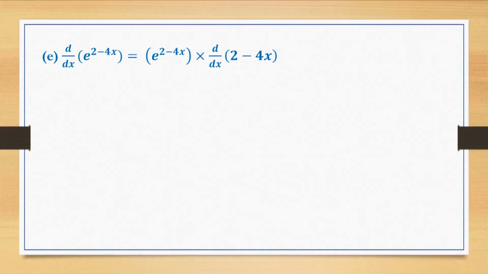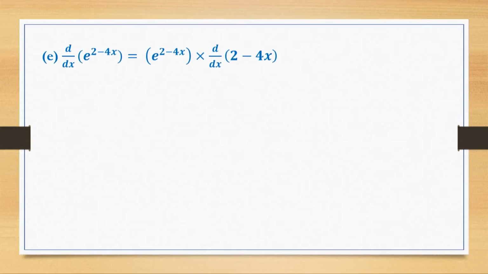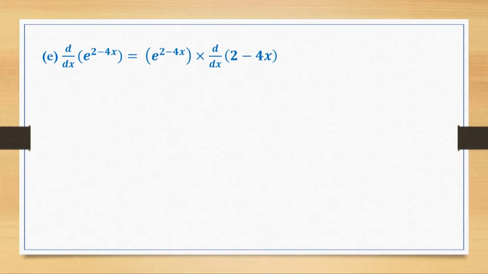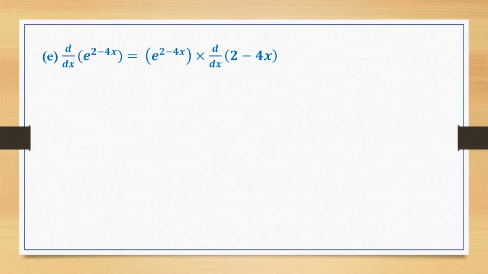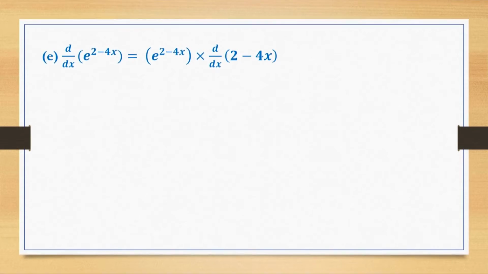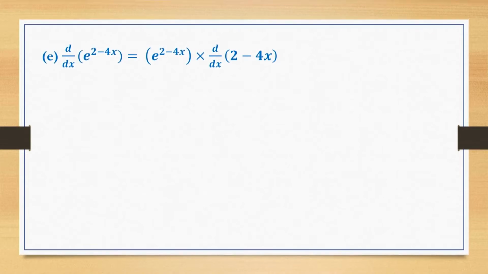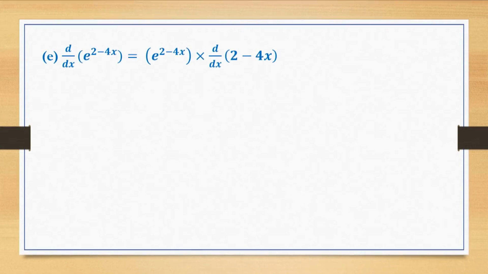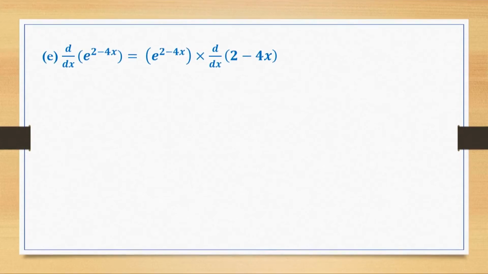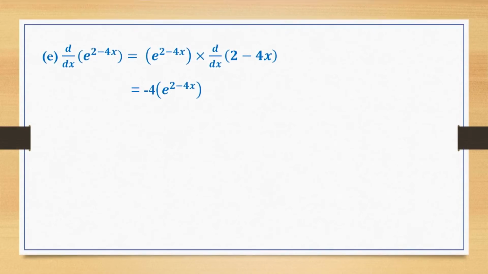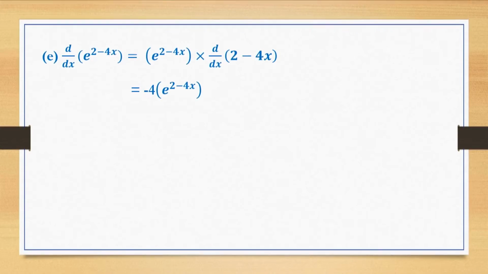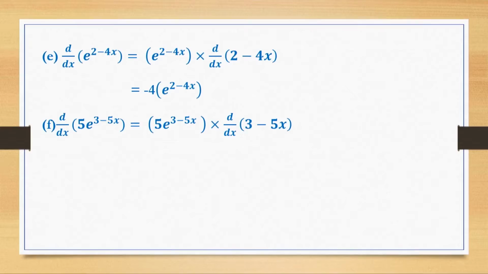Part E now, differentiate e to the power of 2 minus 4x. So I will get e to the power of 2 minus 4x times the derivative of the power, which is minus 4. I will get minus 4 times e to the power of 2 minus 4x.